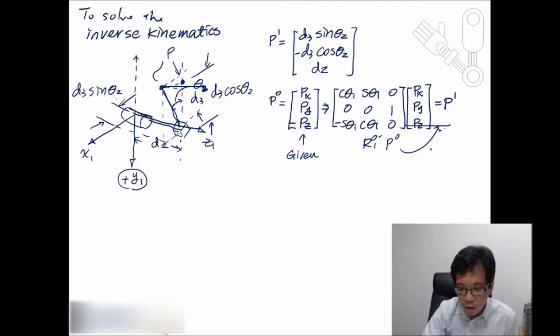The first one over here is going to be px cosine theta 1 plus py sine theta 1. The second one is going to be negative pz. The third term over here is negative px sine theta 1 plus py cosine theta 1.